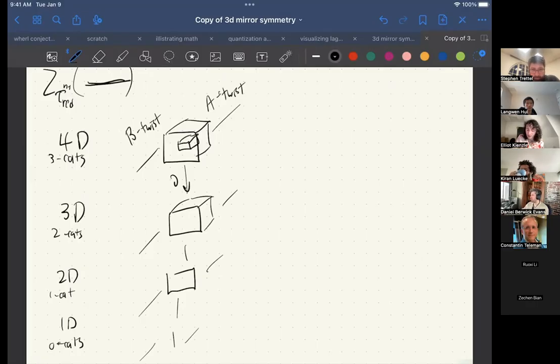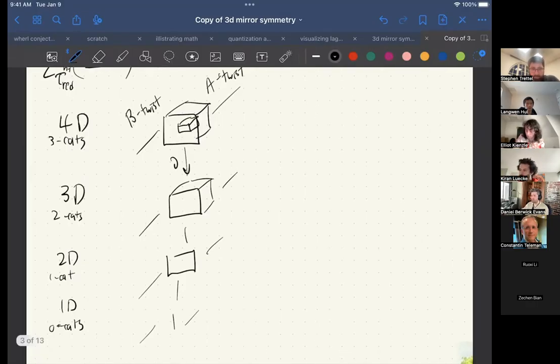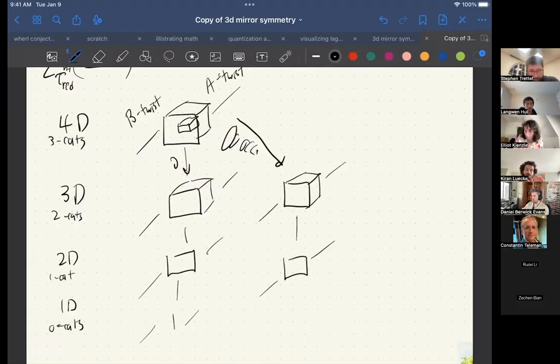Okay. But now we have a separate axis, which is what I just described, this sort of dimensional reduction, which goes diagonally, because this left axis is going to be our dimensionally reduced theories. So we take dimensional reduction, it sends our four-dimensional theory to a three-dimensional theory, which again has its own A and B twists. And then that goes to a two-dimensional theory, and then that to a one-dimensional theory.